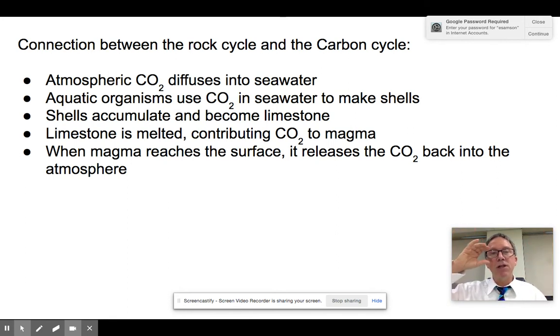So we call this the slow carbon cycle because this process takes millions to hundreds of millions of years to take place. But it is a cycle. The carbon started in the atmosphere, went into the water, went into the shells, went into the limestone, went into the ground, it melted and came back out. So it's this long, slow carbon cycle.